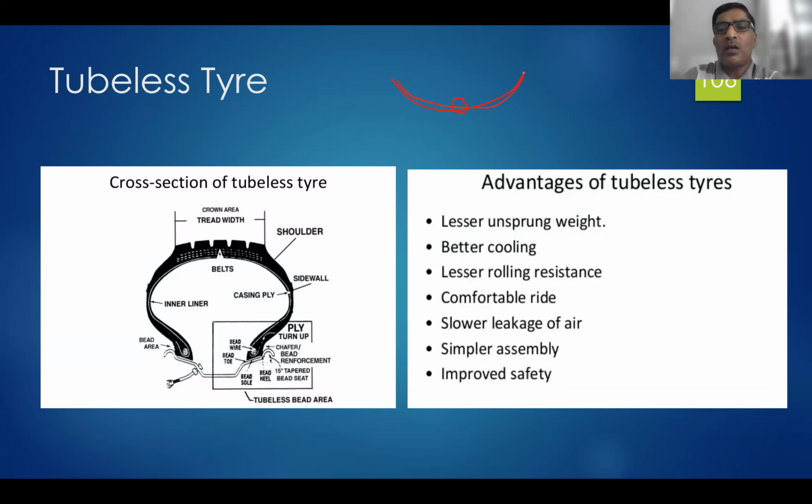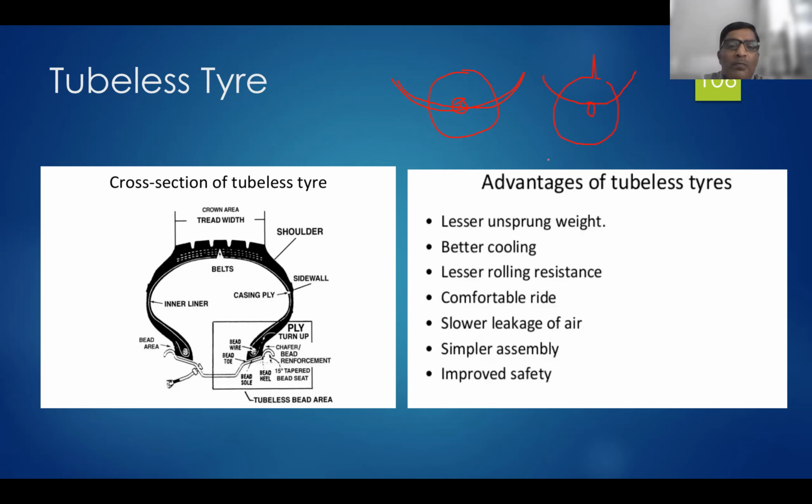So this is the leaf spring, here is the axle, this one is the wheel, and this one is the wheel. The weight supported by the spring is called the sprung mass or sprung weight, and the weight below the spring is called the unsprung mass.